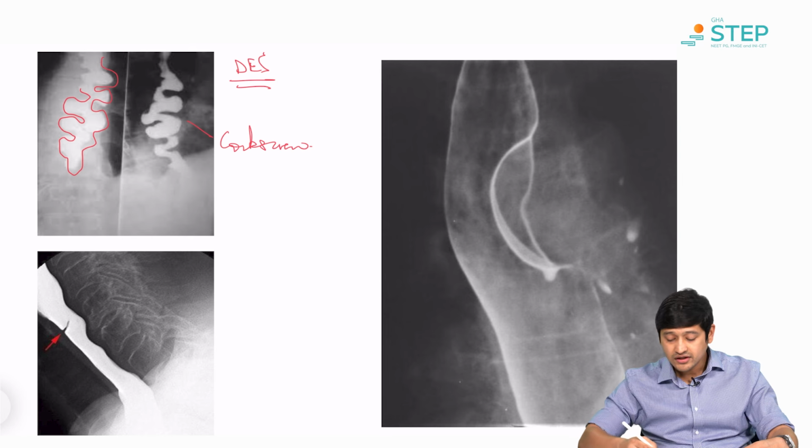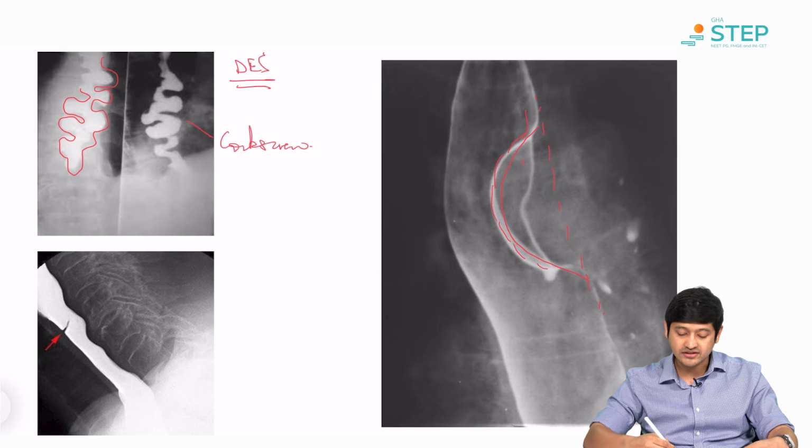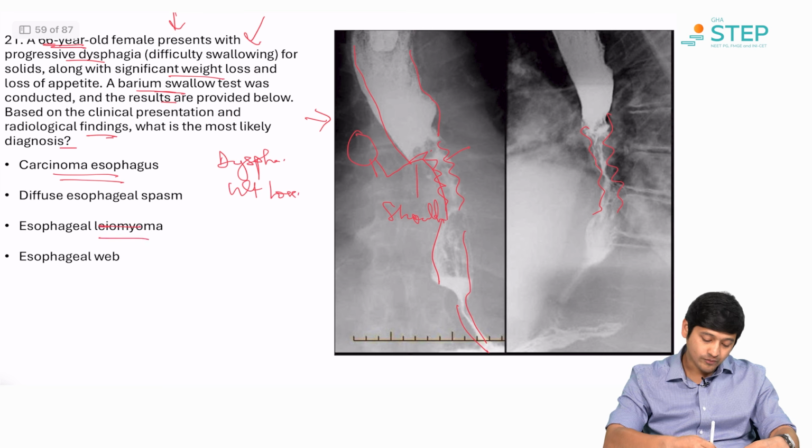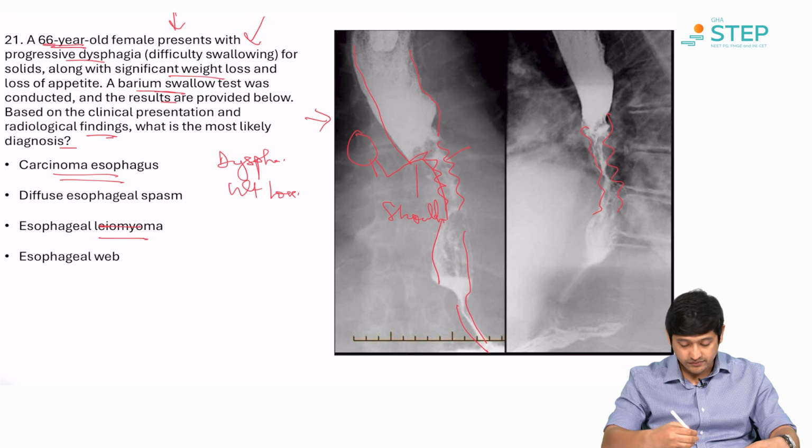If you imagine this is the wall of the esophagus, you have a smooth tumor arising in the wall. The barium film is going to outline it and give you this smooth meniscus-like picture. So this is a leiomyoma, all right. This is an esophageal leiomyoma, or a benign lesion in the wall of the esophagus.